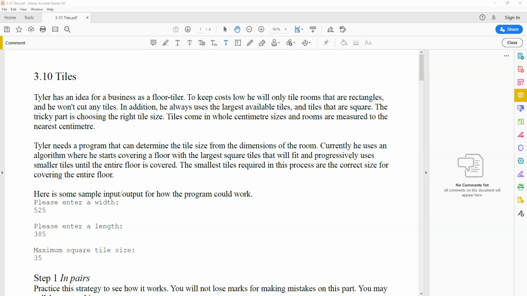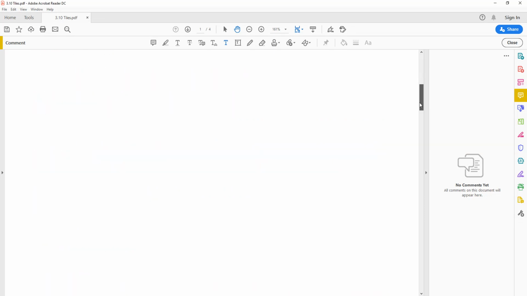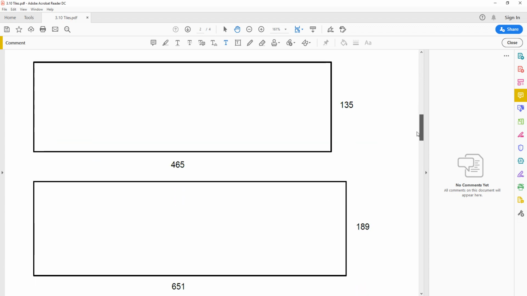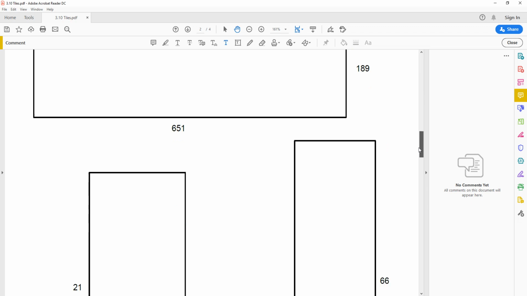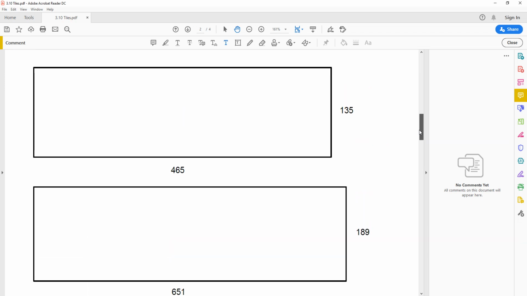Okay, so you've read the introduction to the exercise, and now we're going to move on to part one, which we'll do together. So we have four examples here. I'll do two of them and you'll do two.